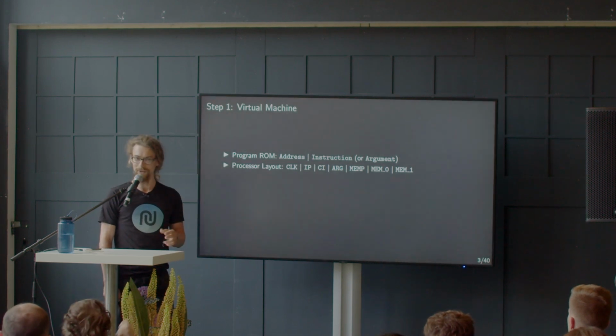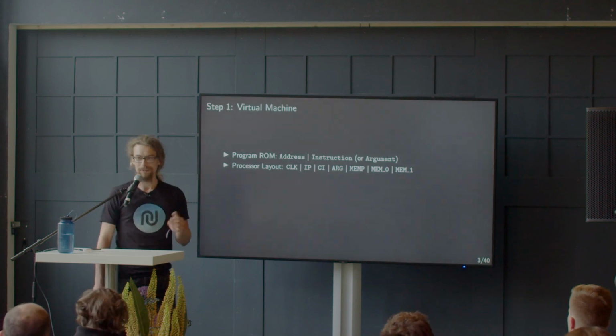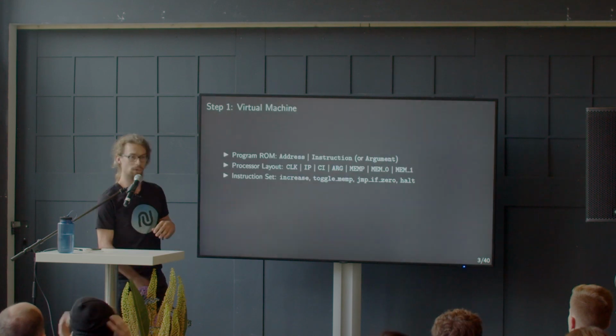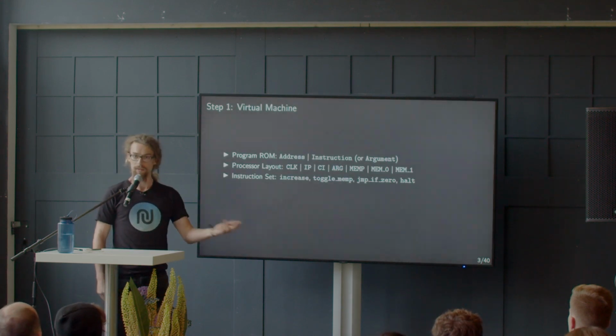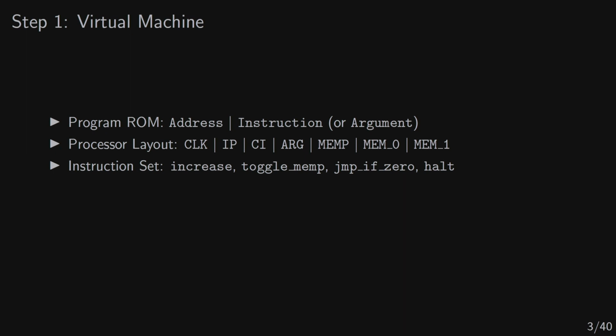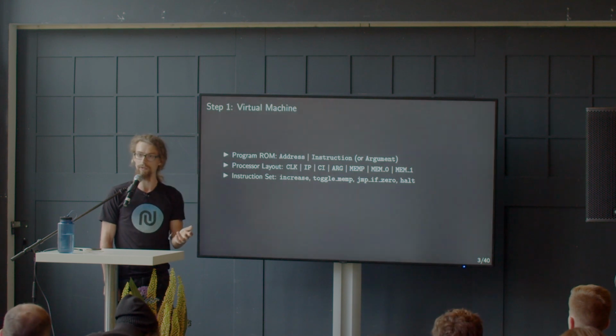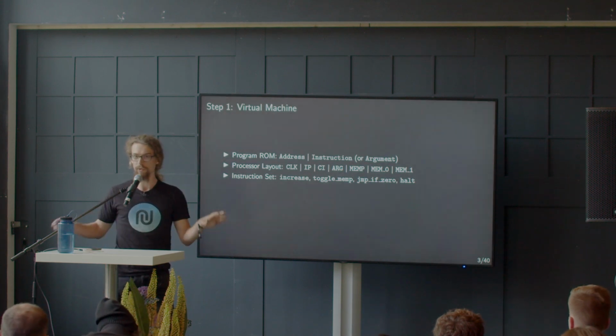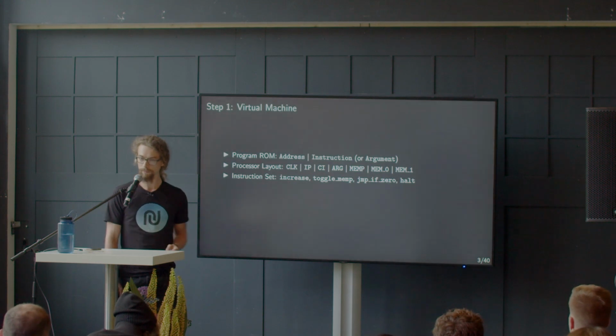And that's it. So is it a VM? You be the judge. And we need an instruction set. What are the instructions that this processor can execute? There's only 4 of them. Increase, +1. Toggle the memory pointer, point to the other memory cell. Jump to a given address, given as an argument, if the currently pointed to memory cell is 0. And gracefully shut down the VM: halt. That's it.